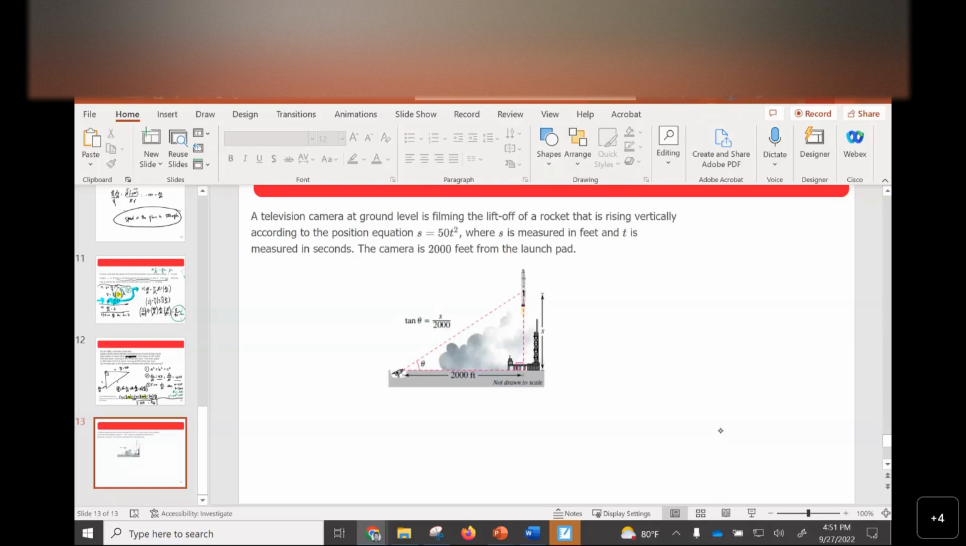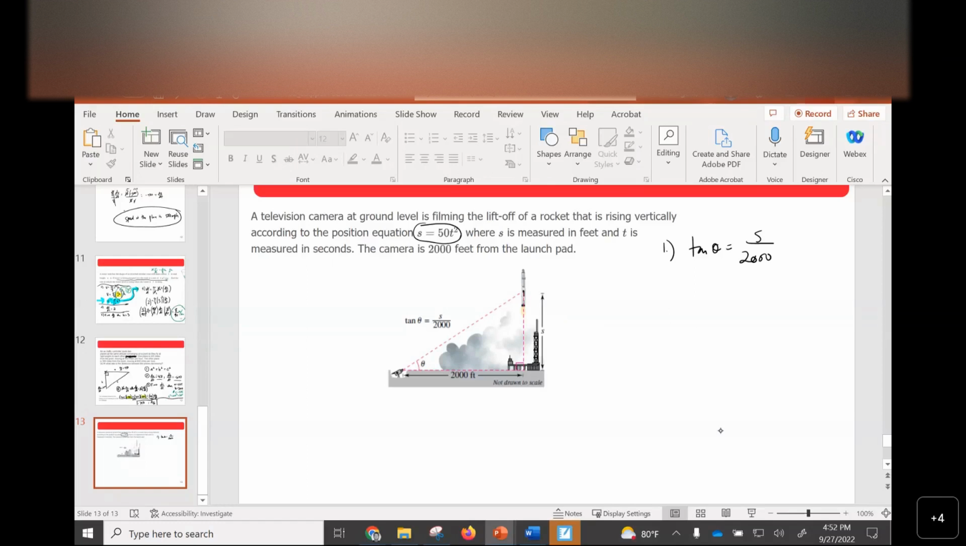Okay, so let's see if that's it. Let's just go with it and see if it works. Step 1: tangent theta equals S over 2,000. And remember, this S is a function of T, and theta is a function of T. But in this case, we actually know what S is.